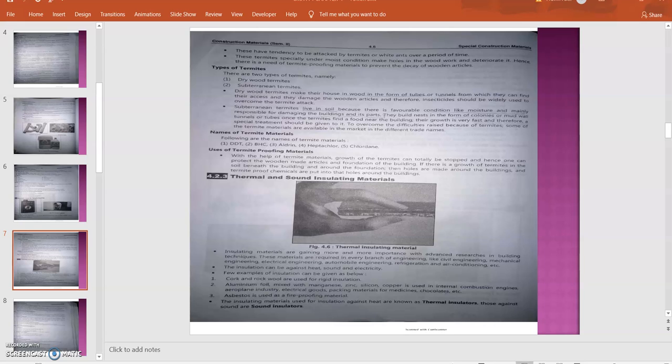And if the materials are used against sound, then they are called sound insulators. The next, the thermal and sound insulators: there are substances which resist the transfer of heat or sound respectively, and are a good thermal insulator or sound insulator.